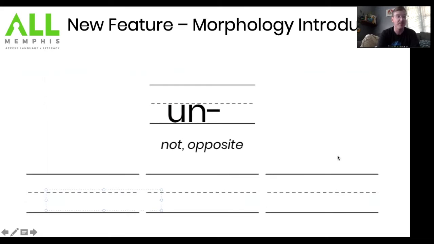We're going to go ahead and write this on our paper 3 times while repeating the prefix name, meaning, and sound. UN, un, not or opposite. Now it's your turn. Let's do it together. UN, un, not or opposite. All right, I want to hear you do this one all by yourself. Very good. UN, un, which means not or opposite. Way to go. Now we're going to read some words with our new feature in them.